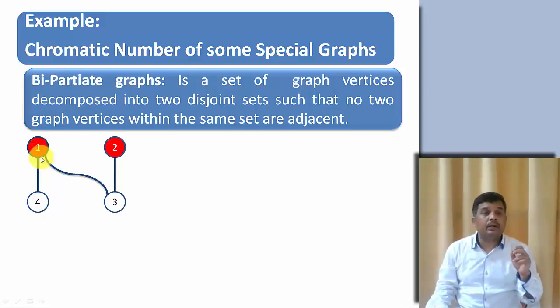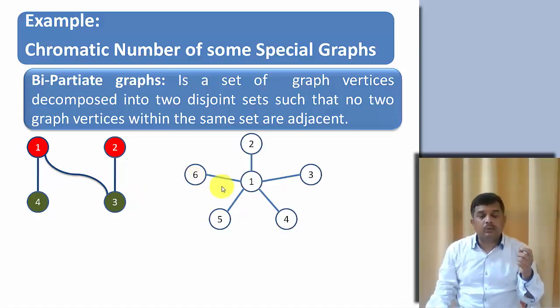Let us see. Because these two are not adjacent, can I mark them as red? Yes, I can, because they are not adjacent. Similarly, can I mark 3 and 4 as green? Yes, I can, because these two are not adjacent. Let us see one more diagram, a star here.